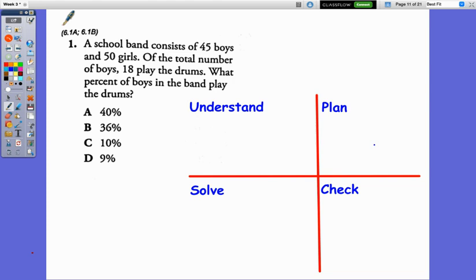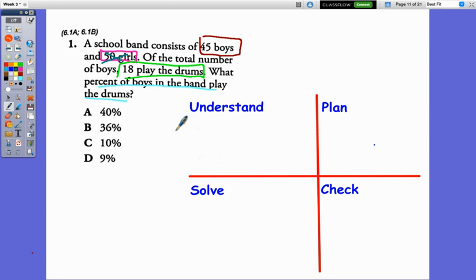It says a school band consists of 45 boys and 50 girls. Of the total number of boys, 18 play drums. What is the percent of boys that play drums? So I know that I have 45 boys. I also know that I have 50 girls. Of the total number of boys, 18 play the drums. What percent of the boys play the drums? Ooh, they gave us extra information. We don't need the number of girls. At no point do we need the number of girls.